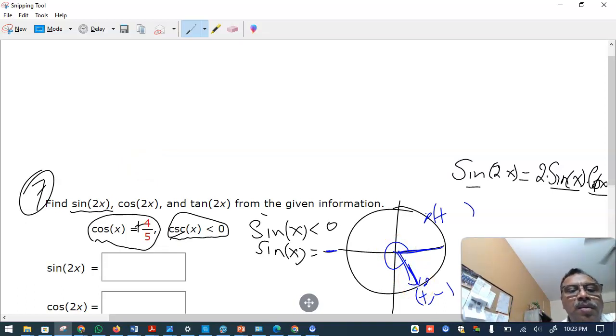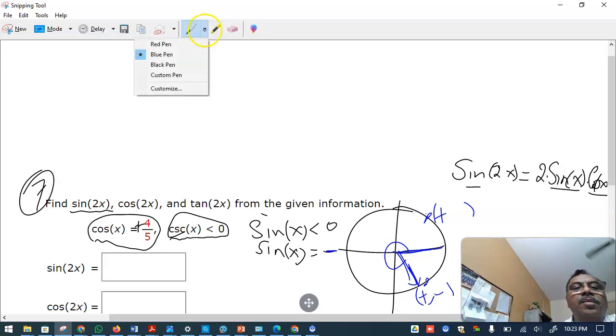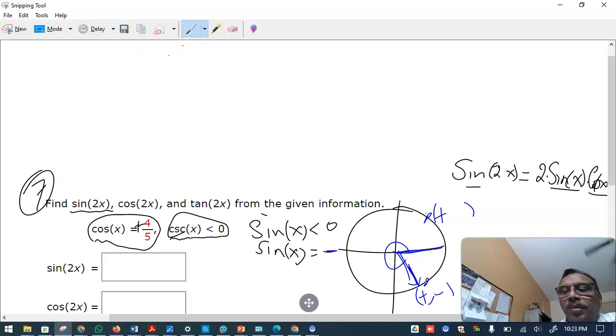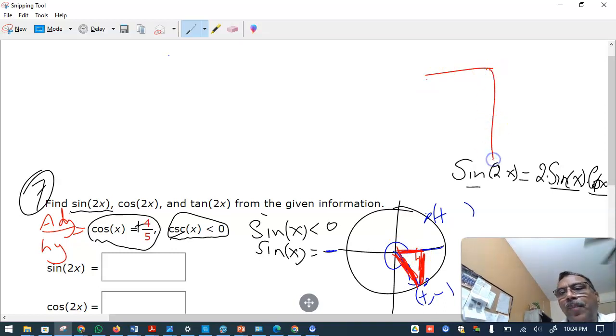So they gave us cosine x is 4 by 5. So I can draw a right triangle here, see? In this right triangle, cosine is adjacent over hypotenuse. So adjacent is this, and there's a right triangle like this, where this is 5 and this is 4. So if that is 5 and this is 4, this becomes 3. So this has to be 3. So very easy to find.